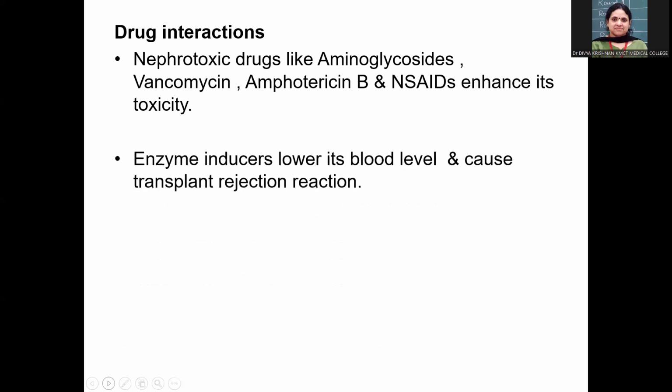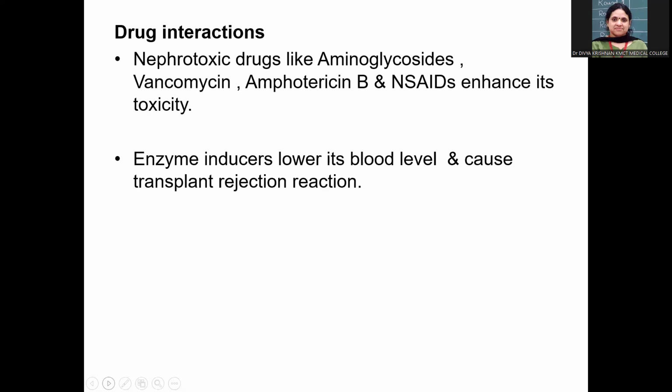Then comes the enzyme inducers like phenytoin and phenobarbital. If you're giving these enzyme inducers along with cyclosporin, it will increase the metabolism of cyclosporin, lowering its blood level, and that can lead to a transplant rejection reaction. Remember, this is a drug which we are using to prevent the rejection. Now, if the blood levels are not adequate because of a drug interaction with an enzyme inducer, then transplant rejection will happen because the drug will not be able to stop it with the available concentration in the plasma.